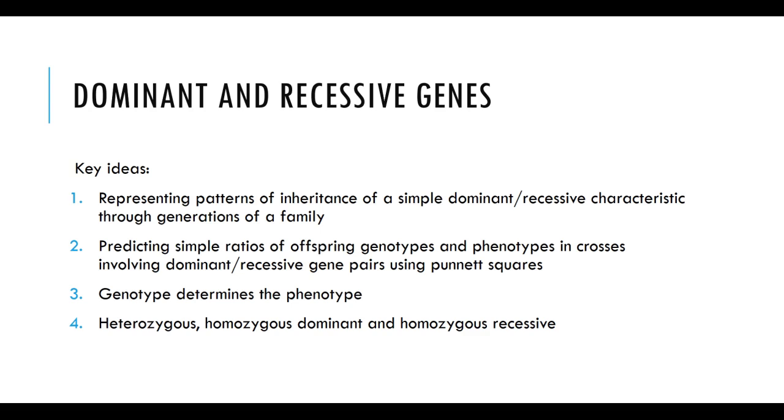The first is having the ability to represent patterns of inheritance through simple dominant and recessive characteristics throughout generations of a family. The second is having the ability to predict, using the genotypes of the paternal and maternal parents, the phenotypes of the offspring. This will be done using Punnett squares.